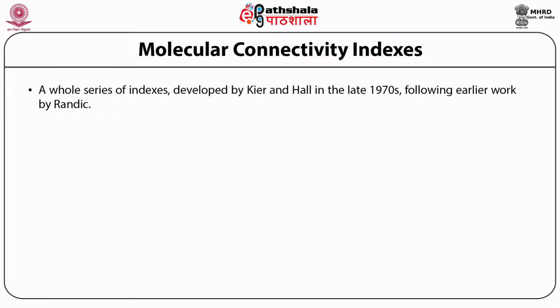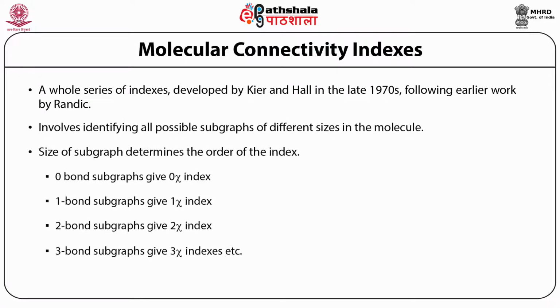Molecular connectivity is a whole series of indices which has been developed by Kier and Hall, as I told earlier, and it has a size of subgraph determinants. And the order of the indices are given here. Every index is related to the bond numbers, and all the bond orders are listed here: 0, 1, 2, 3, and every index is correlated with subgraphs.